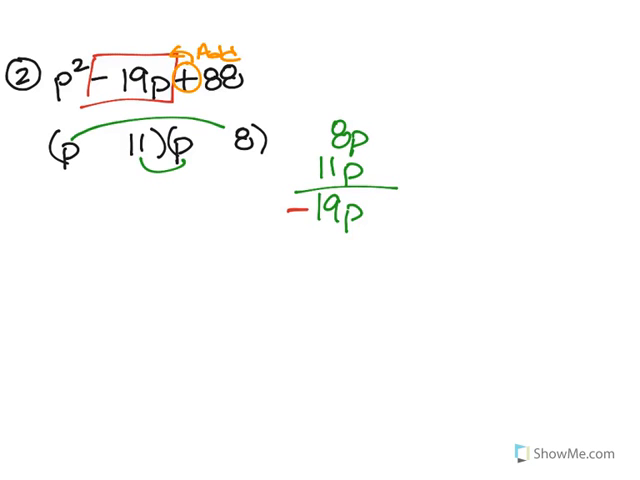So with 19 being negative, and keep in mind when you're adding, they must have the same sign, both 11 and 8 will be negative. So our answer is p minus 11 times p minus 8.